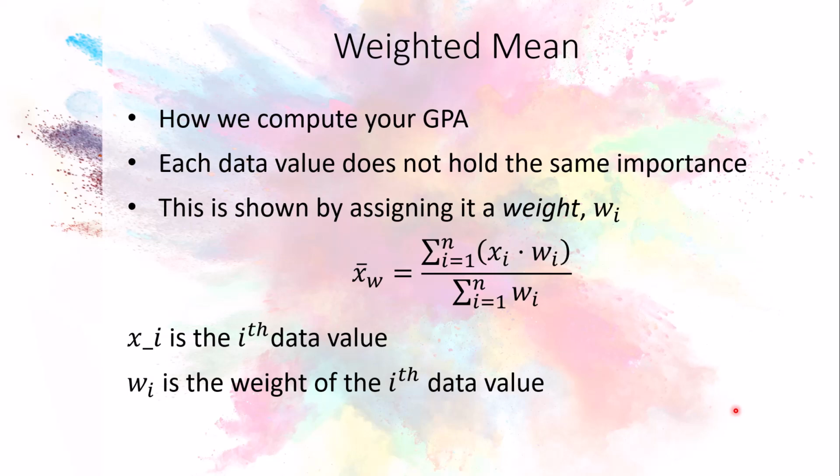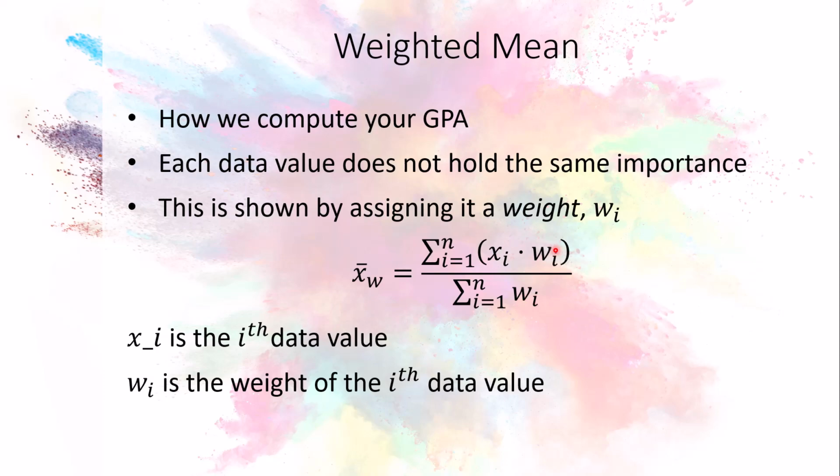Obviously, your score for your homework, which is half of your grade, has a higher importance than your score for your tests, your test average, which is only 30% of your grade. And this is shown by assigning a weight. So here would be your data set, and here would be your weight. To compute a weighted mean, you multiply your data value by its associated weight, add them all up, and divide by the sum of the weights.